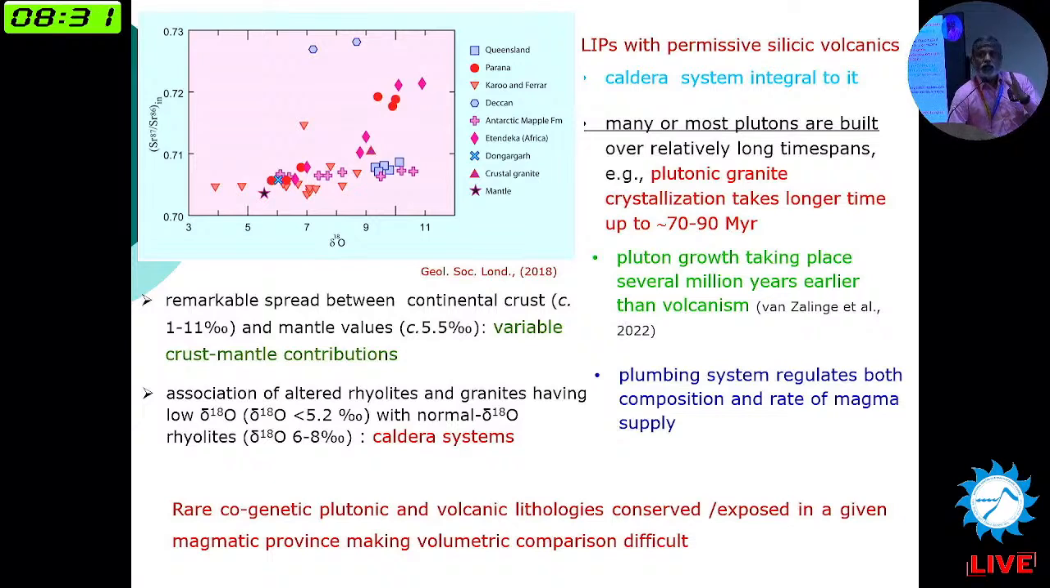Now, these low delta O18 rhyolites are an issue, and it has been interpreted that this spread has taken place because of the different relative contributions of crust and mantle into the genesis of these provinces. Now, this association of altered rhyolite and granites with low delta O18 values is ascribed to hydrated crust. Now the question is, how did the hydrated crust get there? These questions are probably what SLIP would help to understand.